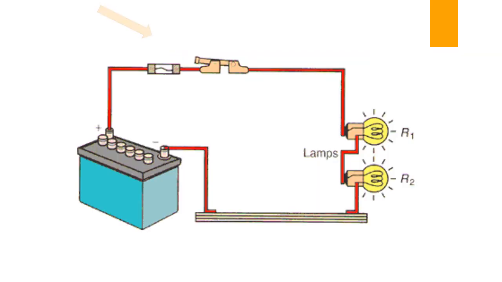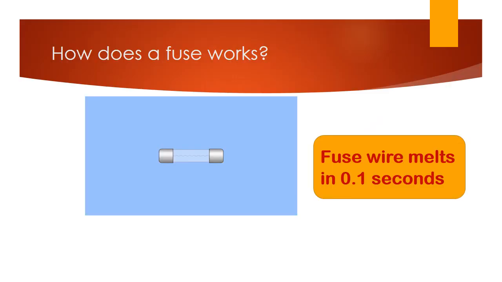This is how we insert a fuse in an electric circuit. When unwanted high electric current passes through the circuit, the fuse blows out. When high electric current passes through the circuit, the fuse wire melts in about 0.1 seconds. This breaks the circuit and prevents the devices from fire or from blowing out.